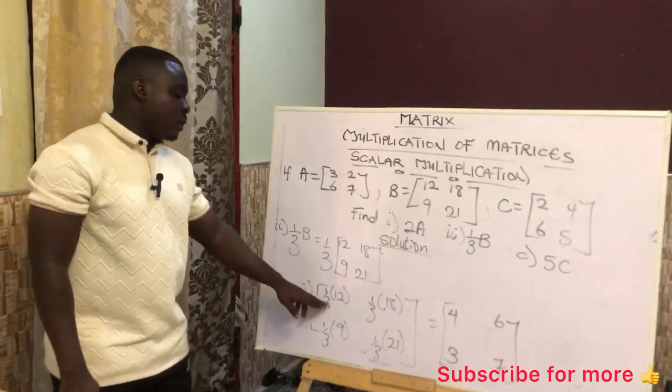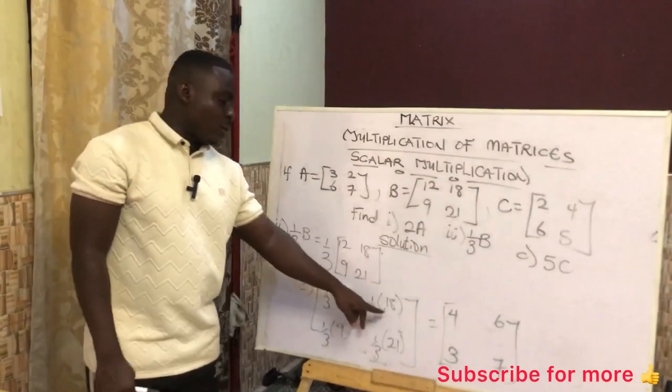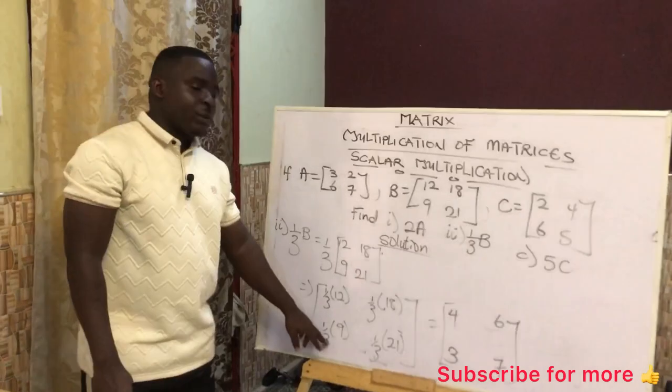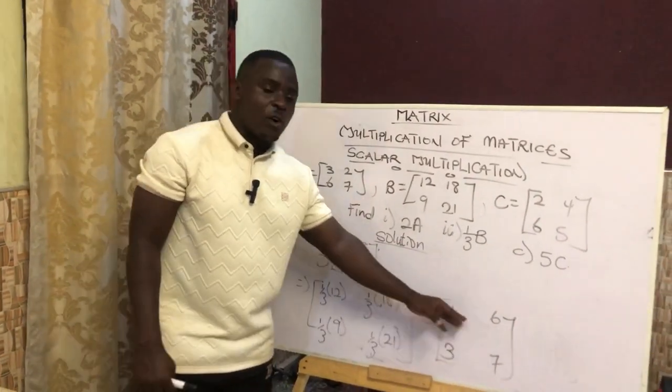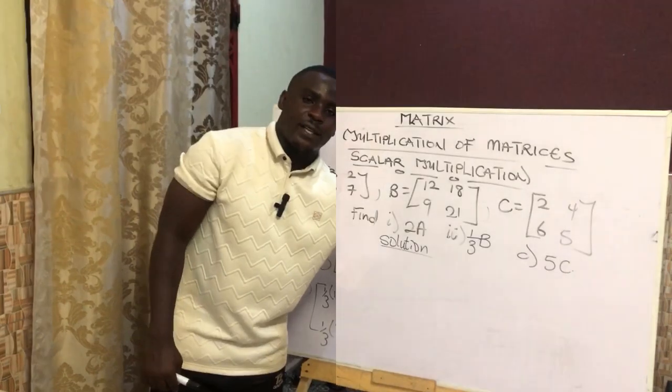So 1/3 multiplies 12, 1/3 multiplies 18, 1/3 multiplies 9, and 1/3 multiplies 21. You're going to get 4, 6, 3, 7.